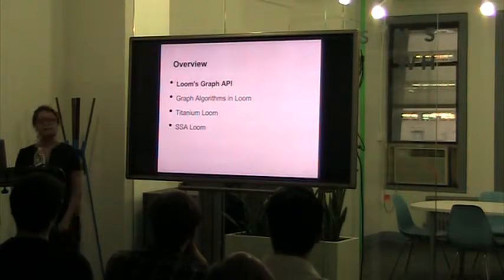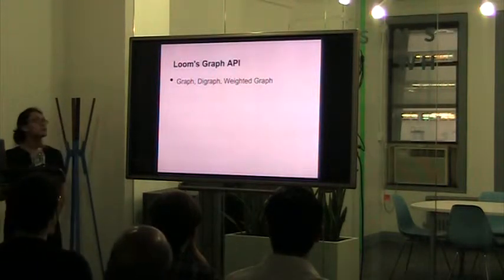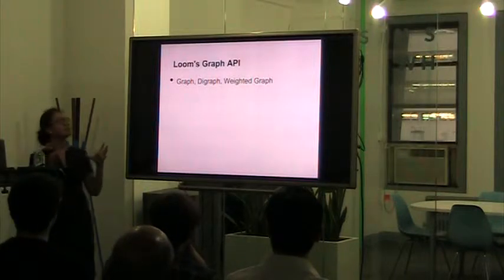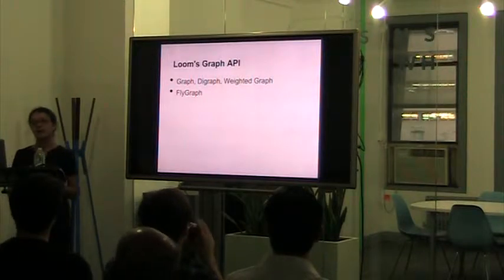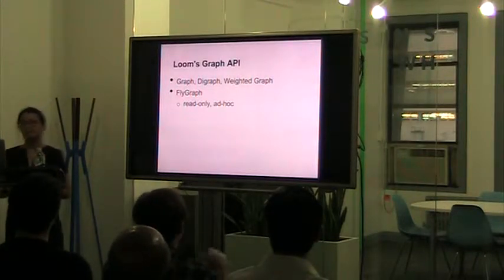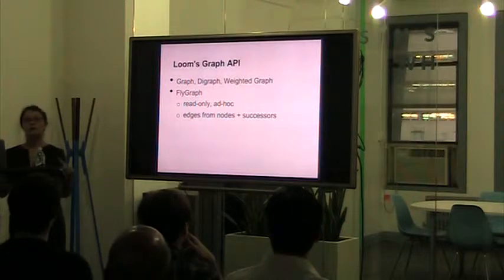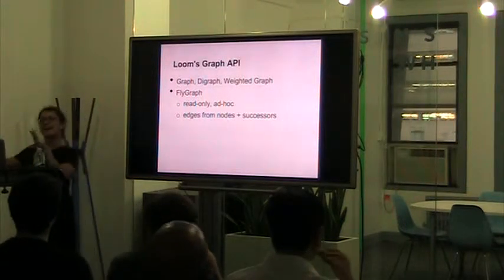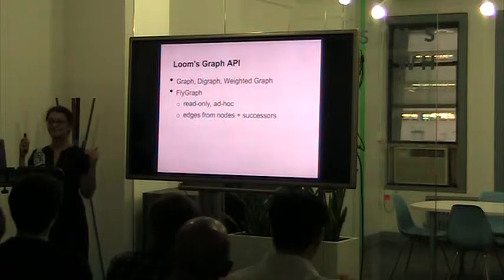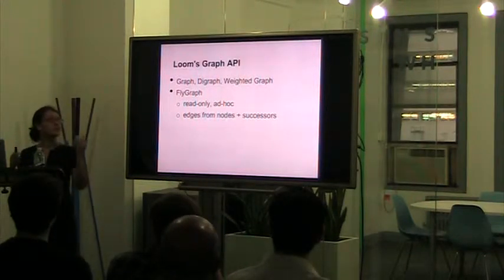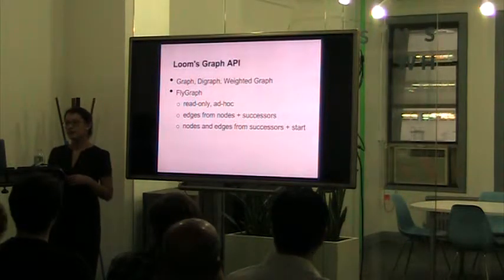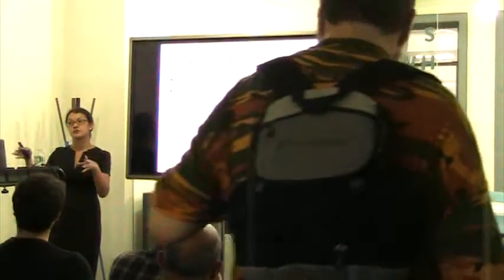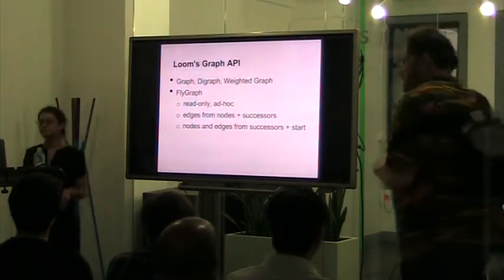First, Loom's graph API. So there are four types of graphs in Loom: a basic graph, directed graph, weighted graph, and fly graph, which is a read-only ad hoc graph that is able to infer edges from nodes and successors, and it's able to infer nodes and edges from a successor function and a start node. So it makes it very easy for a user to just define their own graph.